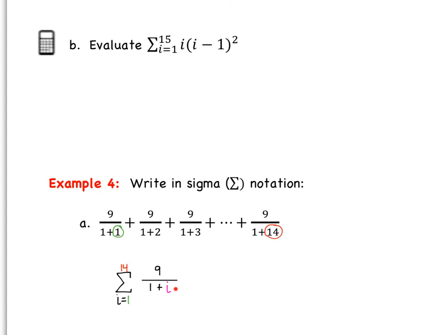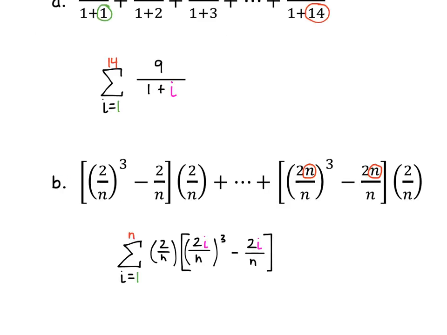So I know I'm going to be changing that aspect. That number there is where I will call it i. And I notice that i starts when i is 1, and it ends at 14. So I make that note. And there we have our summation notation. The summation from i equals 1 to 14 of 9 over 1 plus i. Go ahead and give B a try on your own. Come back and check. Okay, did you get what I got?